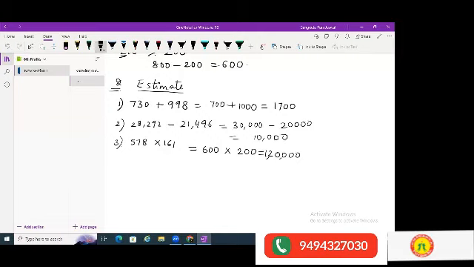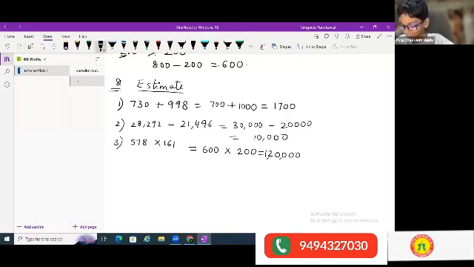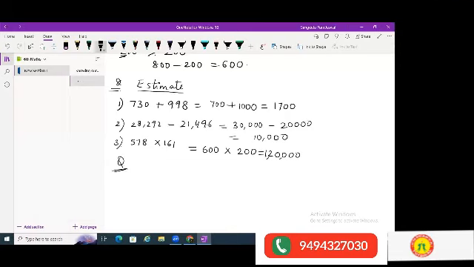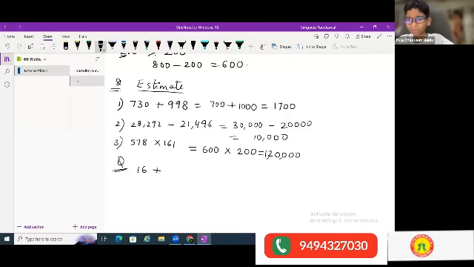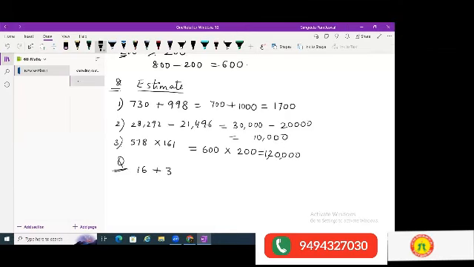Okay, so now moving to the Roman numeral part. Okay, children? I'll give you one more sum. Let's do this sum: 16 plus 3 into the bracket 91 divided by 7. This you have to simplify. This is a general sum. Just simplify.